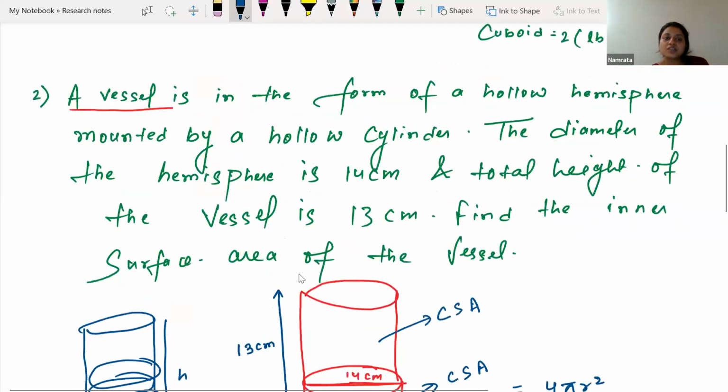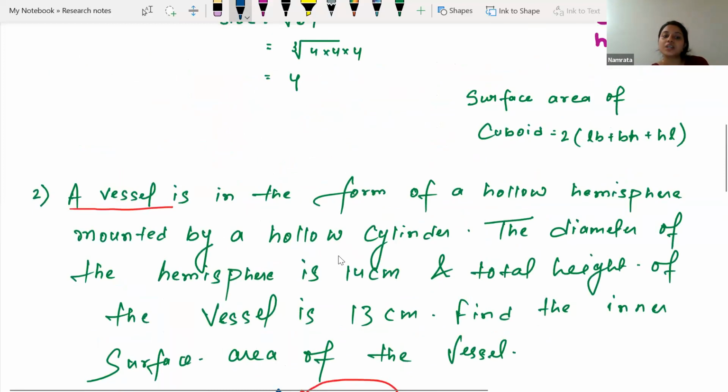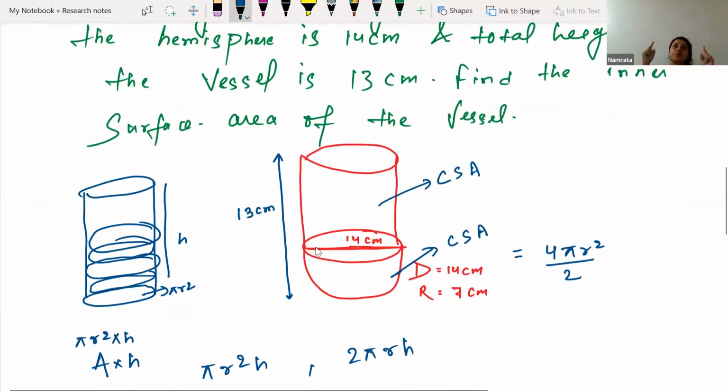So the question was, a vessel is in the form of a hollow hemisphere. Hollow means there is no cover upside, there is no cover downside. The vessel is in the form of a hollow hemisphere mounted by a hollow cylinder. The diameter of the hemisphere is given. The total height of the vessel is given. Find the inner surface area. We have already discussed, when you look at it from the top, you will be able to see the total inner cylinder, and then below that a hemispherical shape also. There will be no cover in between.